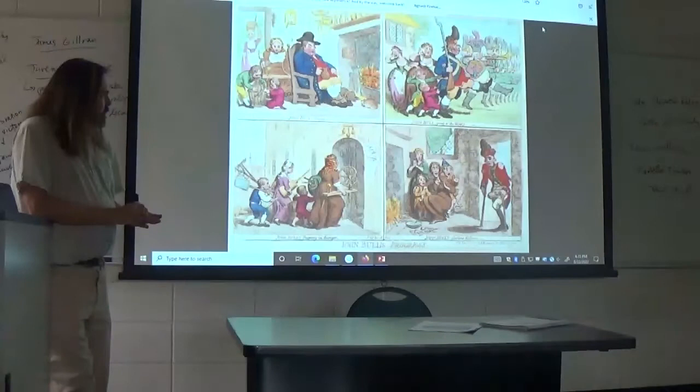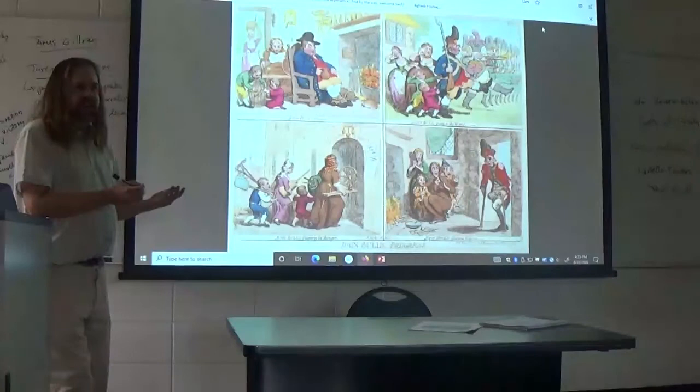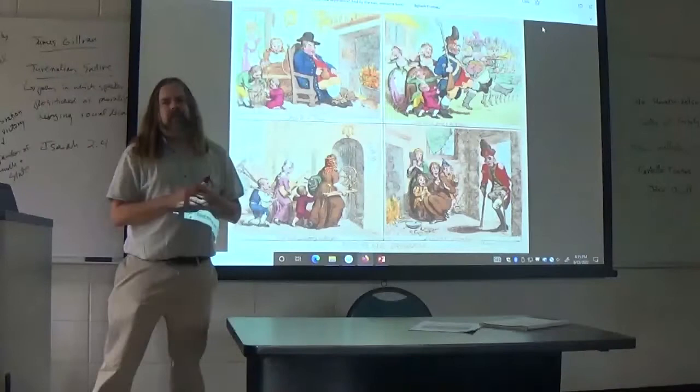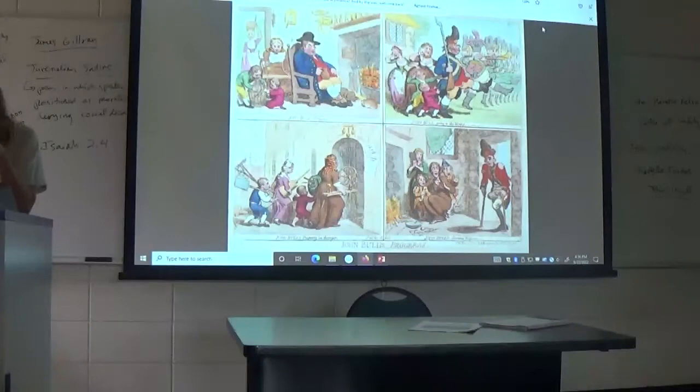Yeah, and it's certainly intended to be, right? Why do you think we see John Bull's disintegration paired with the family's? Why do you think Gillray gives us both here? What's the basic argument of this four-panel cartoon?